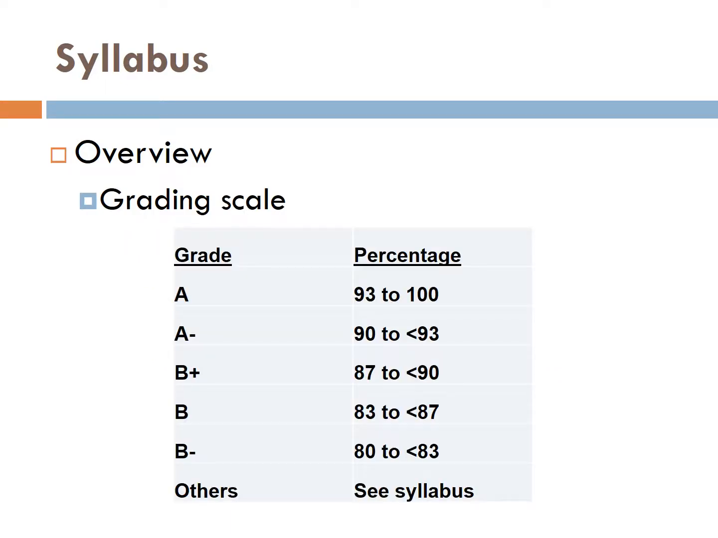The grading scale is as you see it here. For example, an A is given to students with a 93 to 100, A minus 90 to less than 93, B plus 87 to less than 90, B 83 to less than 87, and B minus 80 to less than 83. For other grades, you can see the syllabus.